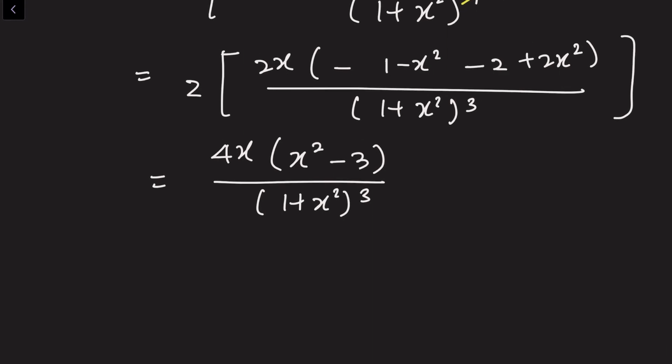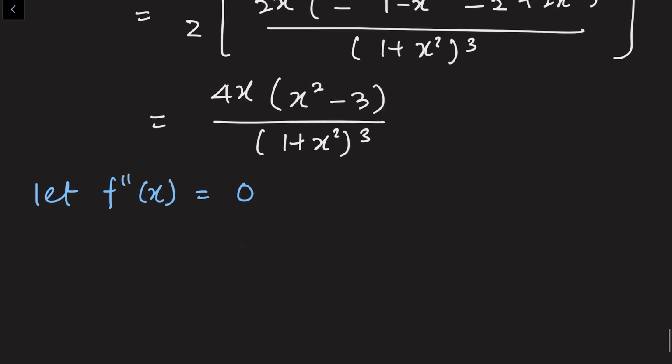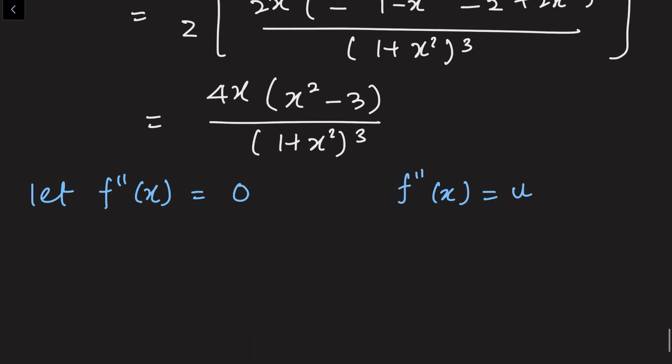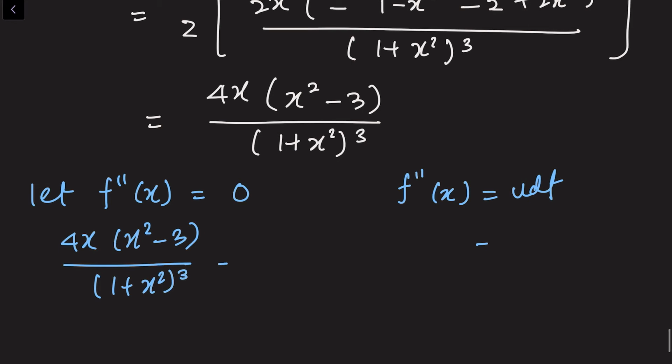So, to find the inflection point, we'll let the second derivative be 0. So again, we also need to let it be undefined. But it happens that we don't have an answer for this again, because you always square your x at the bottom, so you'll not get a negative 1 anywhere. Minus 3 over 1 plus x squared cubed equals 0.